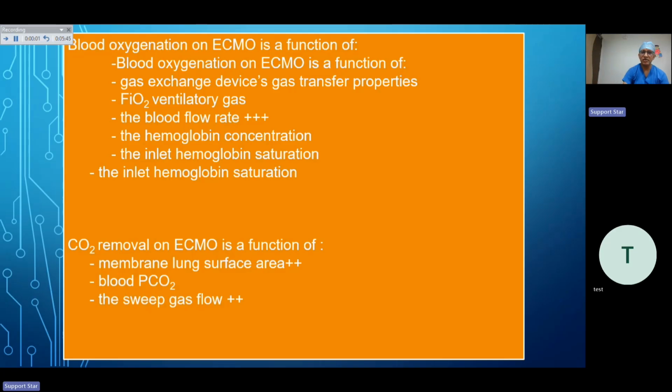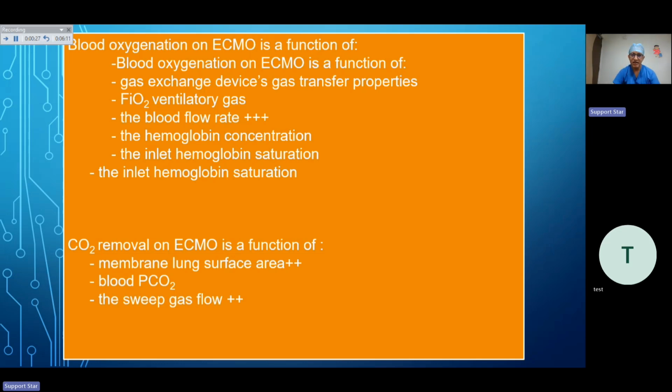So oxygenation in ECMO depends on the oxygenator surface area, the hemoglobin concentration of the patient, and the inlet hemoglobin saturation to the membrane of the oxygenator. Usually the oxygenator used is polymethylpentene, which is long lasting for 3 to 4 weeks. And carbon dioxide removal is a function of membrane lung surface area, blood PCO2 and sweep gas flow.